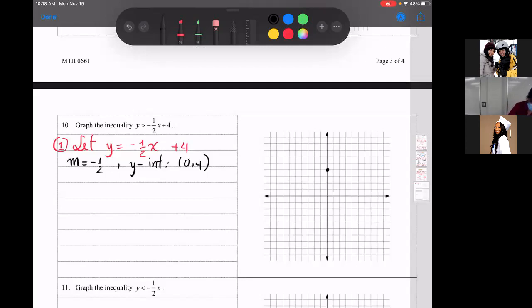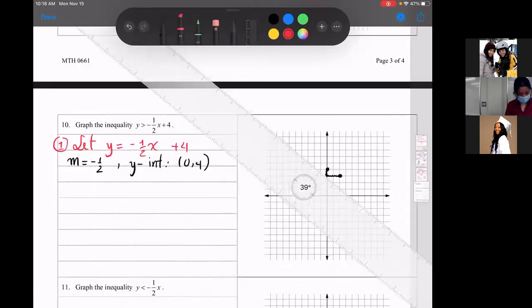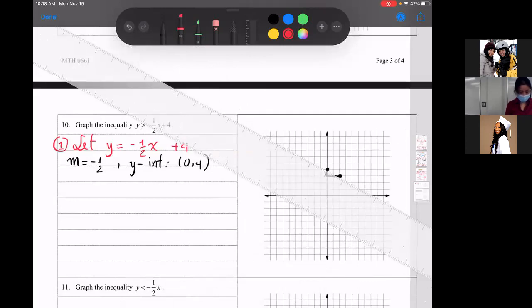So go down 1, go over 2, and then boom. You connect the dots. Do you like this better or picking the point? Up to you. You can do either way. I'm showing you both. Solid or dash? Dash. Thank you.